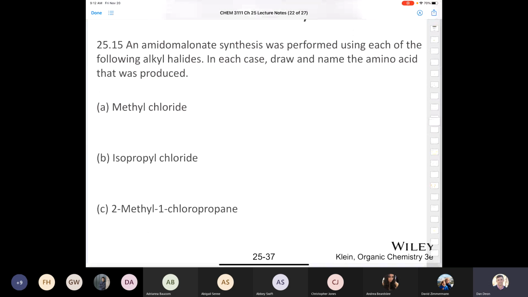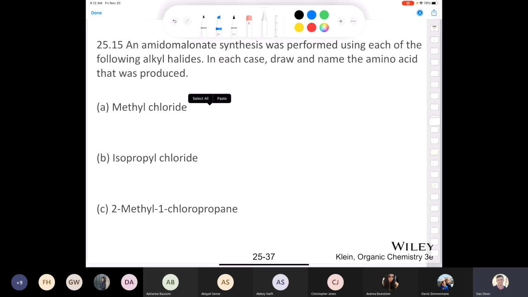The same type of synthesis, the amidomalonate, was performed using each of the following alkyl halides. In each case, draw and name the amino acid that was formed. This is in the exact same vein as the last problem. We have our starting material, and we treat that with sodium methoxide, followed by methyl chloride, CH3Cl. What are we going to end up with? This compound with a methyl group attached to it.